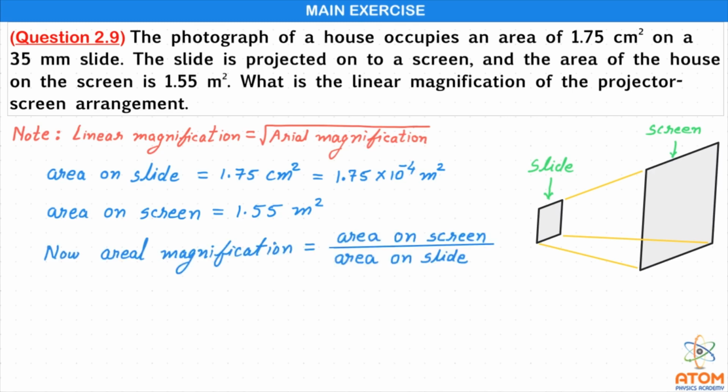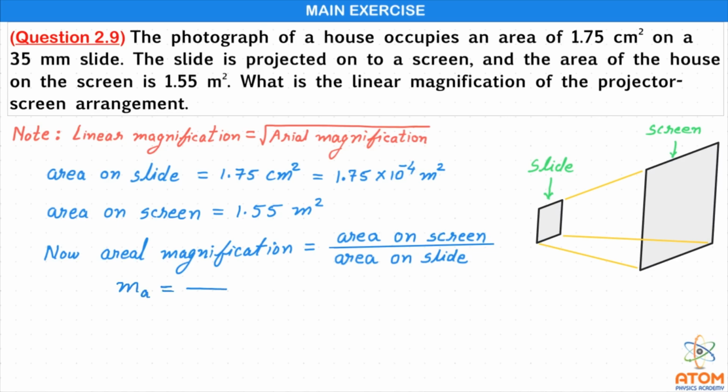Now here the areal magnification can be written as area on screen upon area on slide. Basically, the equation of areal magnification is area of the image divided by area of the object. So here image is on the screen and the object is the slide. That's why we can write that areal magnification is area on the screen divided by the area on the slide. Now I'll name it like MA. This areal magnification is, let us say, MA.